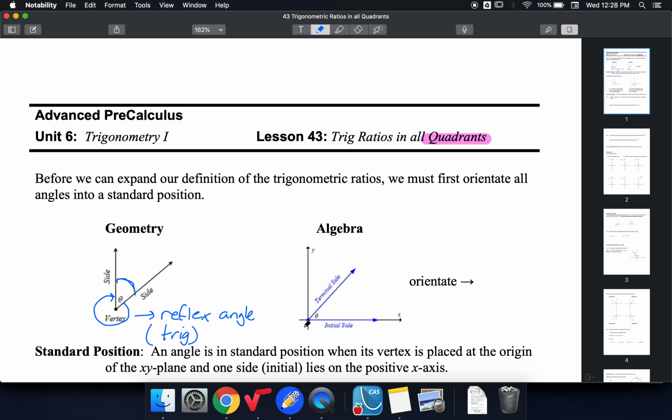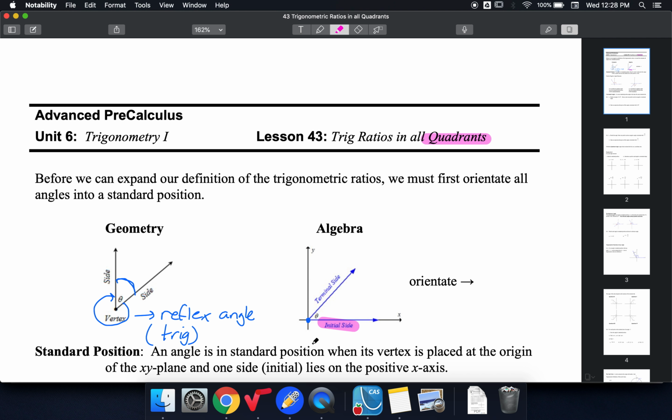All right, but we're talking about angles in quadrants, which means we need to orient our angle based in the XY plane. So we're going to put our vertex always at the origin. We're going to think of the x-axis as our initial side. So that's our starting side. That's what initial means. Our terminal side could be the x-axis again if I had an angle of 0 degrees or 2 pi radians or 4 pi radians.